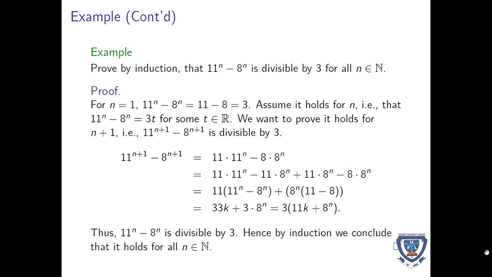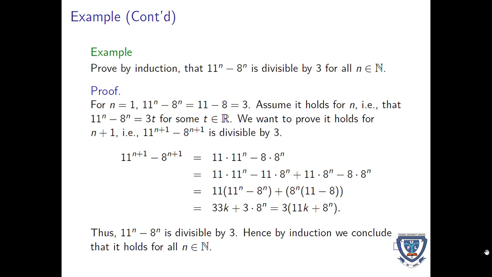Now 11^(n+1) minus 8 raised to power n plus 1 is equal to, I've been able to expand it, so I have 11 times 11 raised to power n minus 8 times 8 raised to power n. And when I add a special 0 in between, special 0 here is minus 11 times 8 raised to power n plus 11 times 8 raised to power n. They're actually 0, that's why we call it special 0, but we usually add it to help in the simplification.